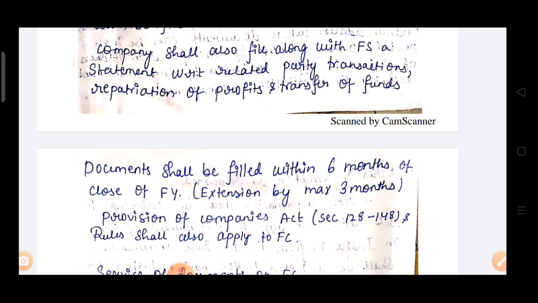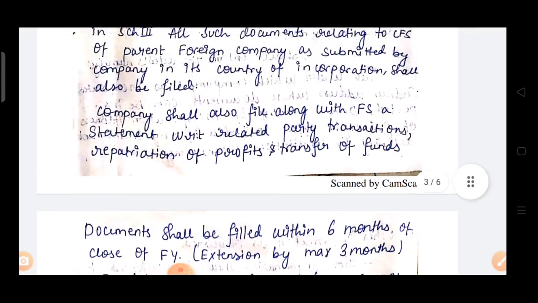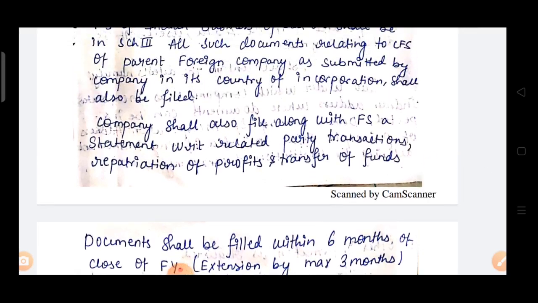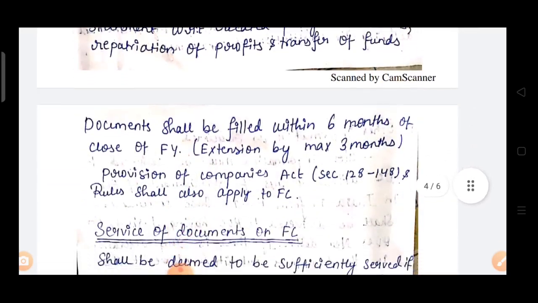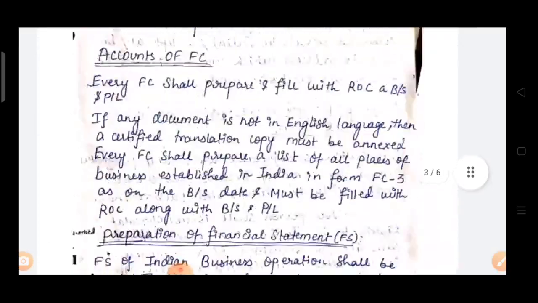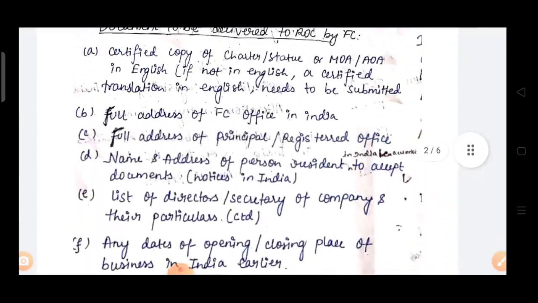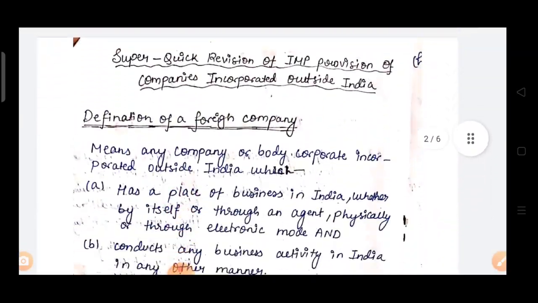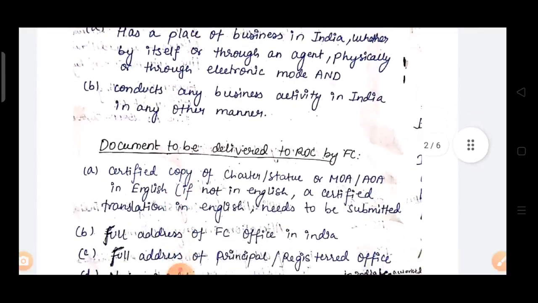Now the provisions of the Companies Act, sections 128 to 148, and the rules shall also apply to a foreign company. Simple. So many dates are there, you must remember this properly. Till now how many dates have we done? Let's just see again where no date was there.